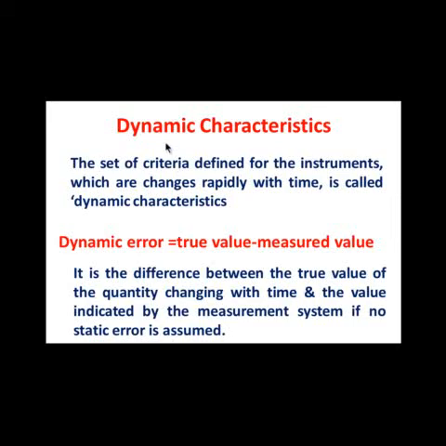Next we have dynamic characteristics. The set of criteria defined for the instrument which change rapidly with time is considered as dynamic characteristics. In the dynamic characteristics we have dynamic error. Dynamic error is the difference between the true value of the quantity changing with time and the value indicated by the measurement, if no static error is assumed. If we consider dynamic error, we are not assuming static error.